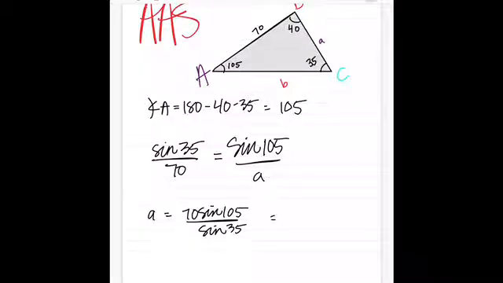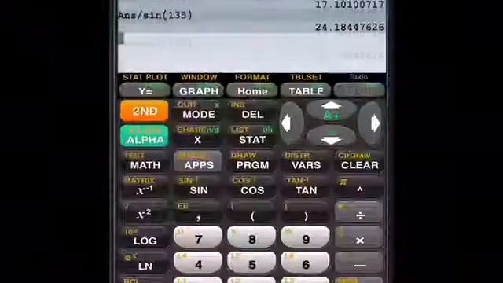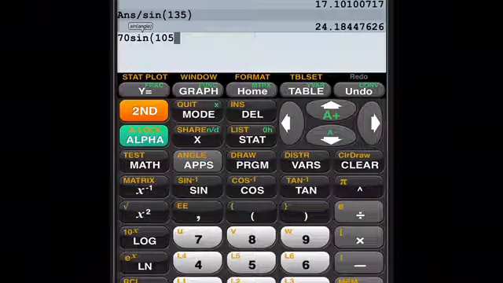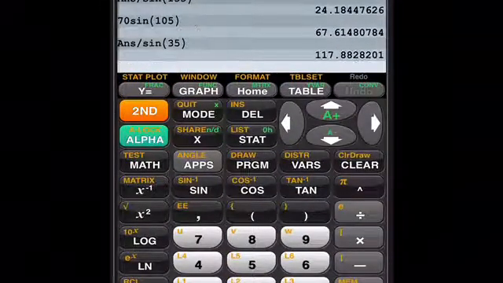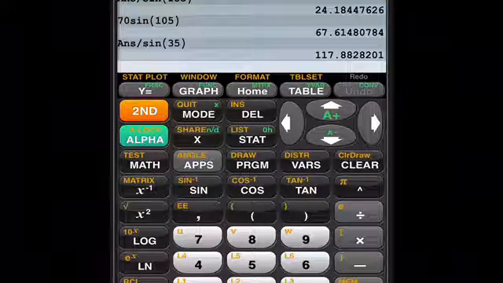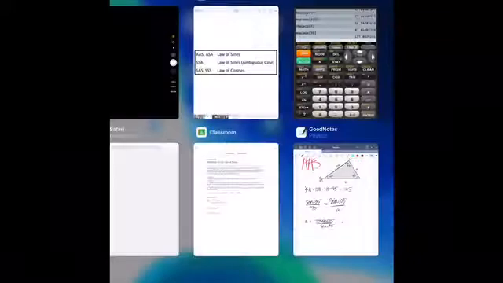Okay, in your calculator, so 70 sine of 105 divided by sine of 35. Okay, round to the nearest whole number, that's going to be 118.